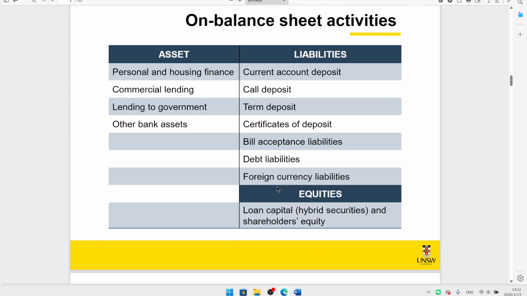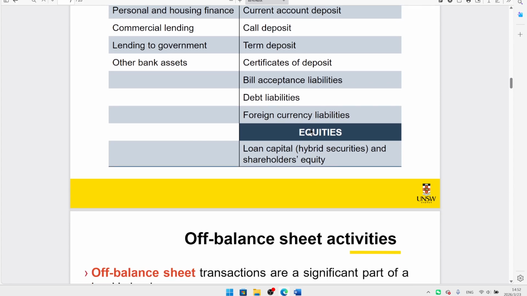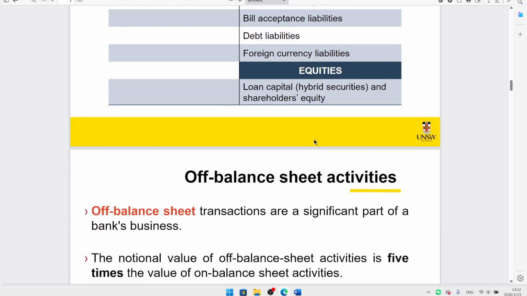Commercial banks on balance sheet. So on balance sheet activities, all we can find is in the balance sheet of the bank. On the asset part is personal financing, commercial lending, lending to government. On the liability part, it's deposits, certificates of deposit, bill acceptance liability, debt liability, foreign exchange, and equity is the capital.